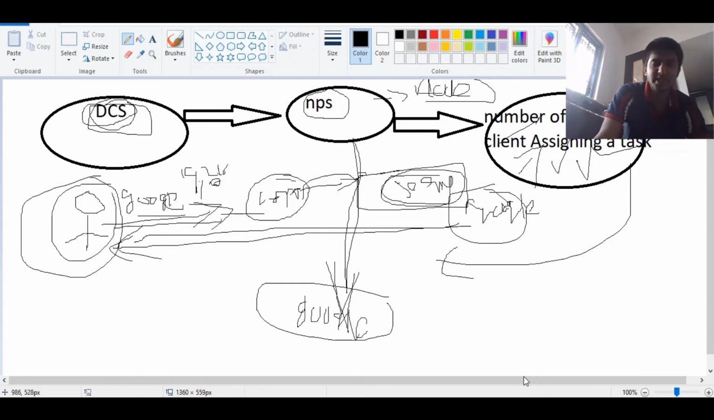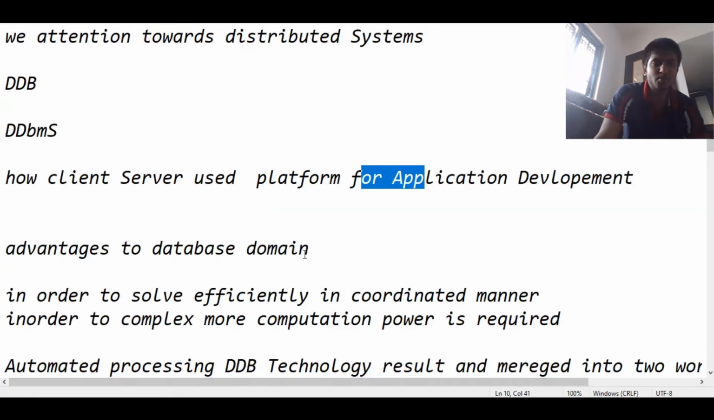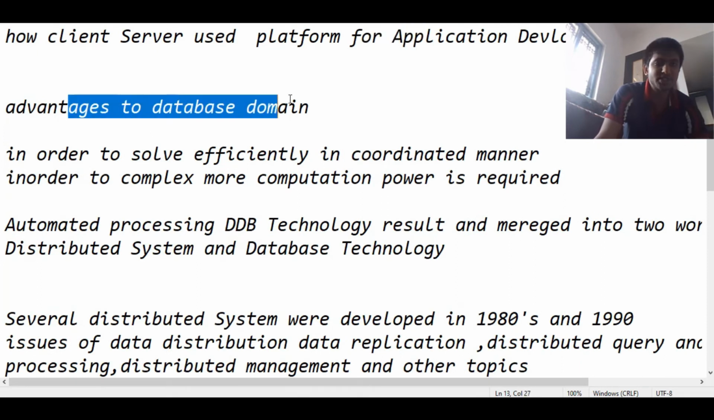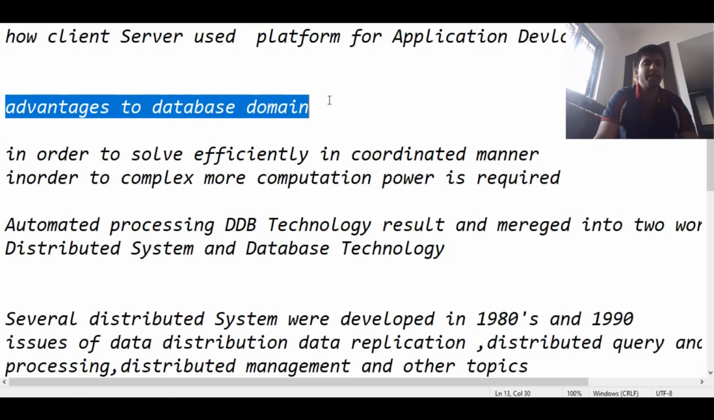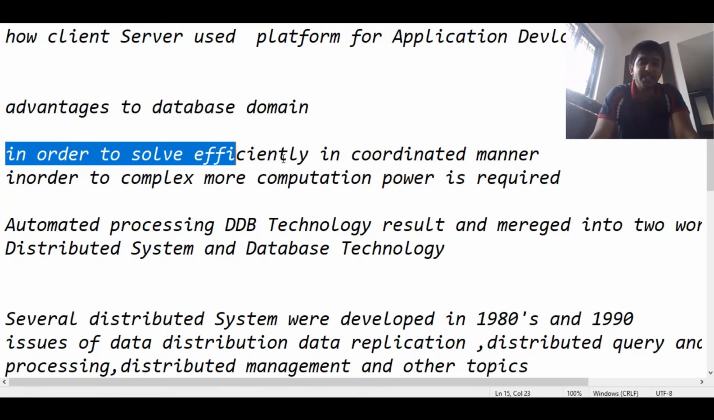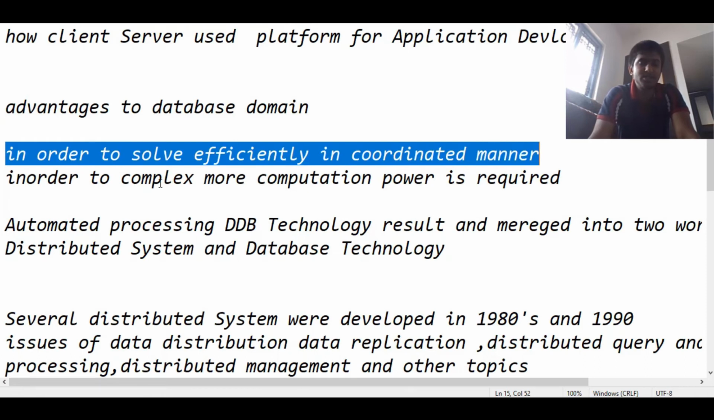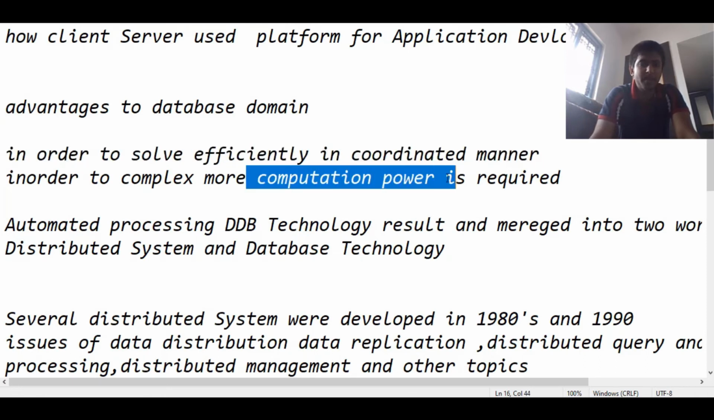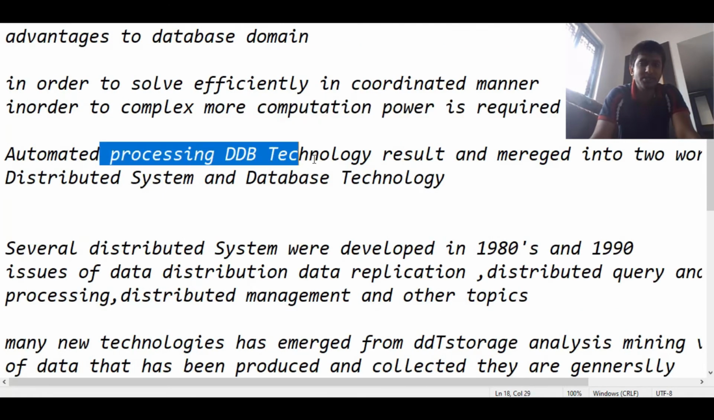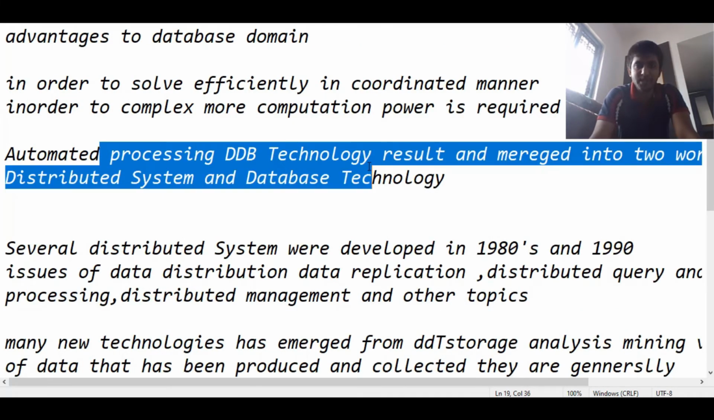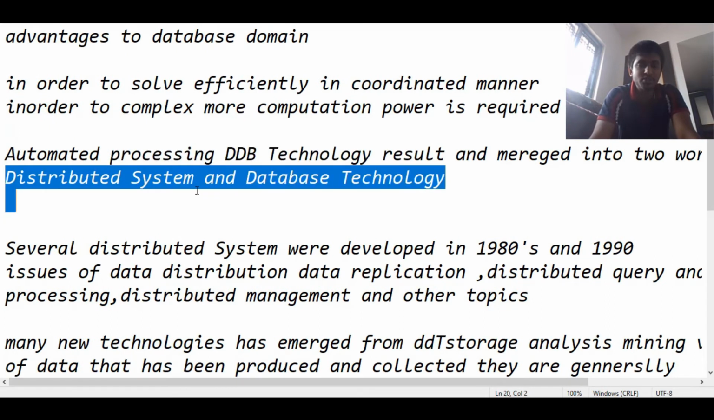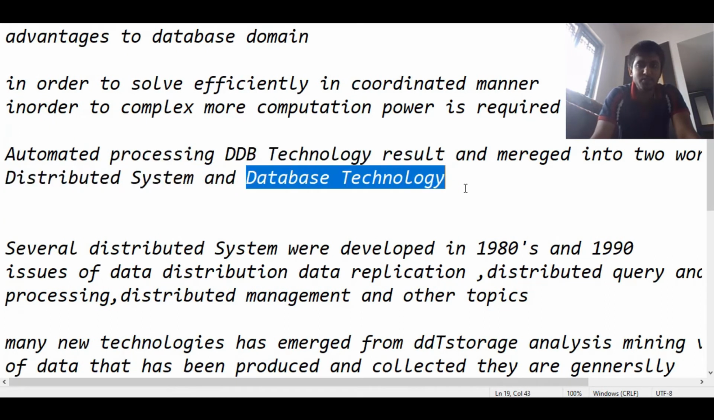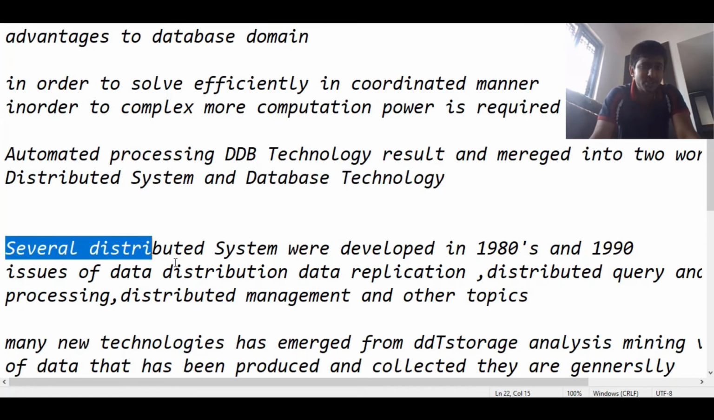This distributed database technology consists of two words. So what are the advantages? In order to solve tasks efficiently in a coordinated manner, more computation power is required. Combining processing and database technologies results in two major technologies: distributed systems and database technology. Several distributed systems were developed.